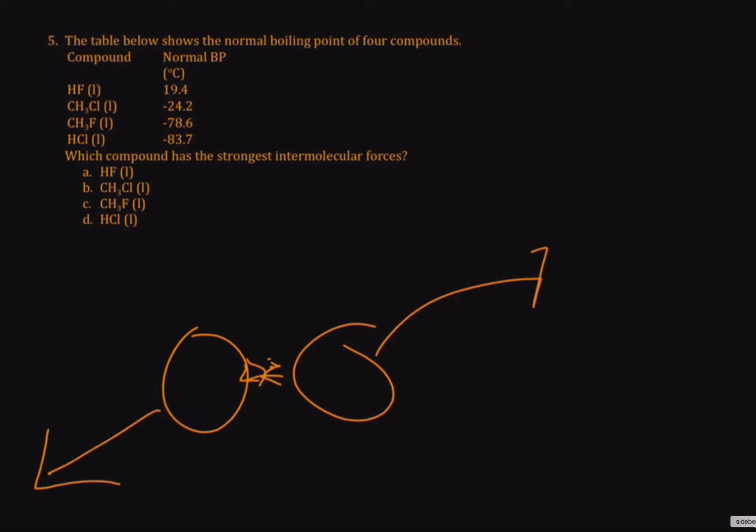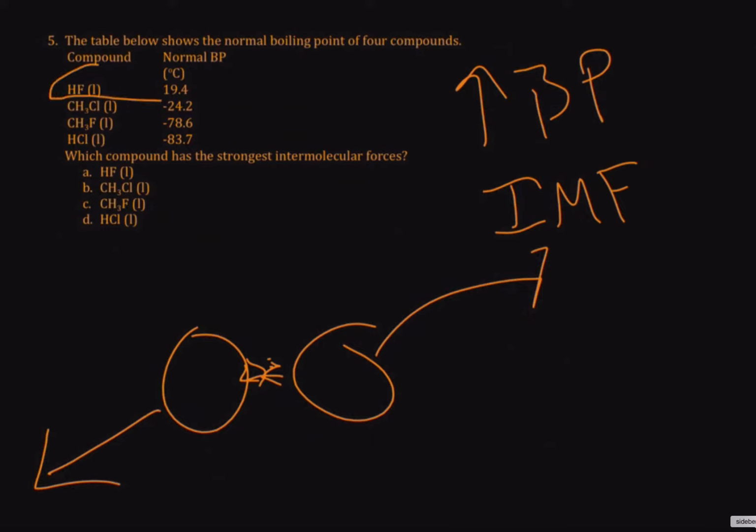So whichever one of the compounds has the highest boiling point, greater boiling point means stronger intermolecular forces, or IMFs. So in this case, the highest boiling point is 19.4 Celsius. So the strongest intermolecular forces would be with the hydrogen fluoride, or hydrofluoric acid.